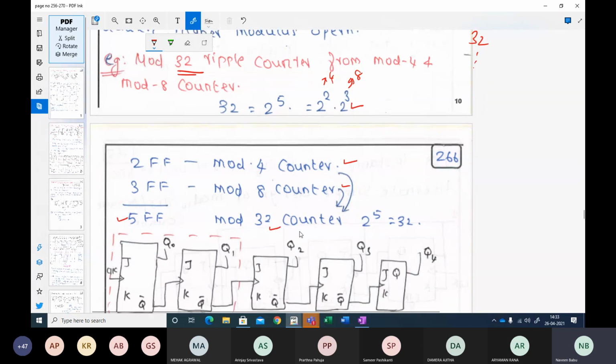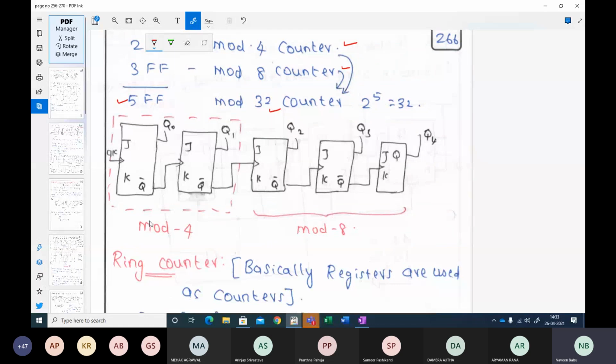So what is the logic here is, the first 2 will be your mod 4 counter. I am giving a clock pulse here. This is your Q0 and Q1. This is a positive edge triggered clock. All these are positive edge triggered clocks. Okay. And this particular block will be a mod 4 counter, and this particular block will be a mod 8 counter. So I can cascade it.